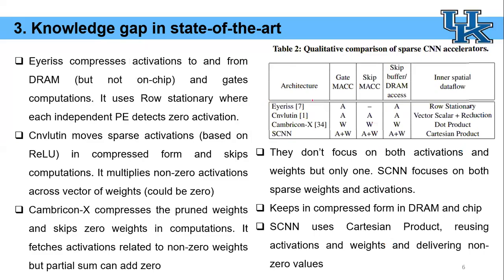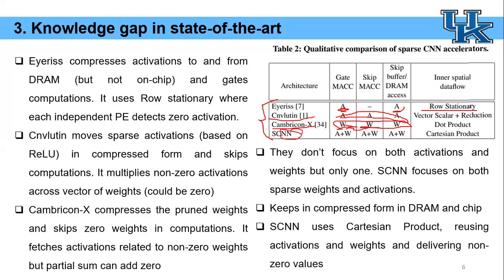And the other part: there are other sparse accelerators as well. So some are listed here. Eyeriss only uses the activation sparsity, and then it uses row stationary data flow. And then Cnvlutin uses the activation sparsity using ReLU, but doesn't use weights for that. Cambricon-X uses weights, but it still doesn't use activation sparsity, so when the activations are zero, it still does the computation, which is not efficient.